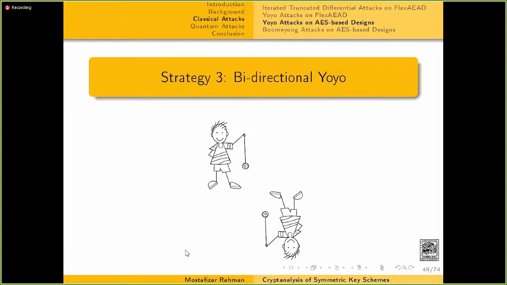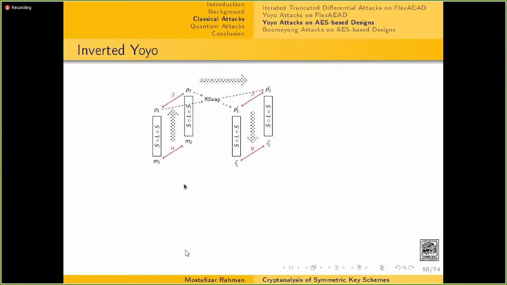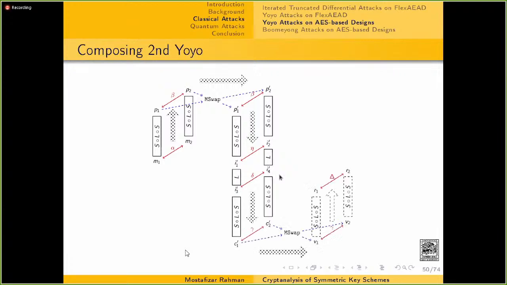The third strategy that we have developed here is the bidirectional yo-yo. So here you can see we have composed two different yo-yo games and combined them. First of all, we have taken the inverted yo-yo, then we have added a linear layer, and then we have again composed another yo-yo. Now, how is the impossibility imposed here?